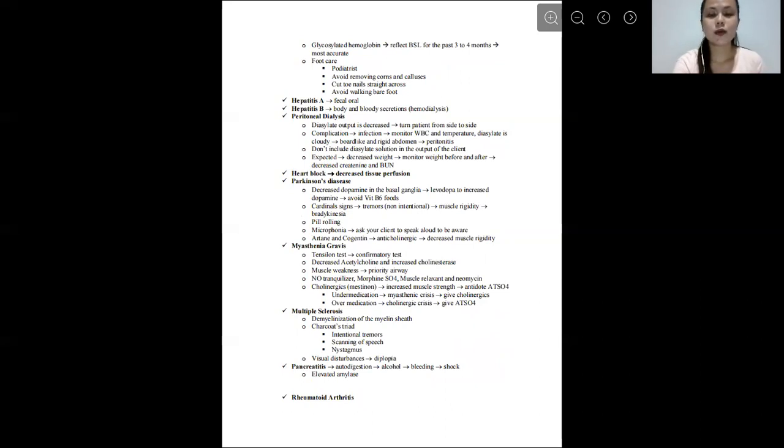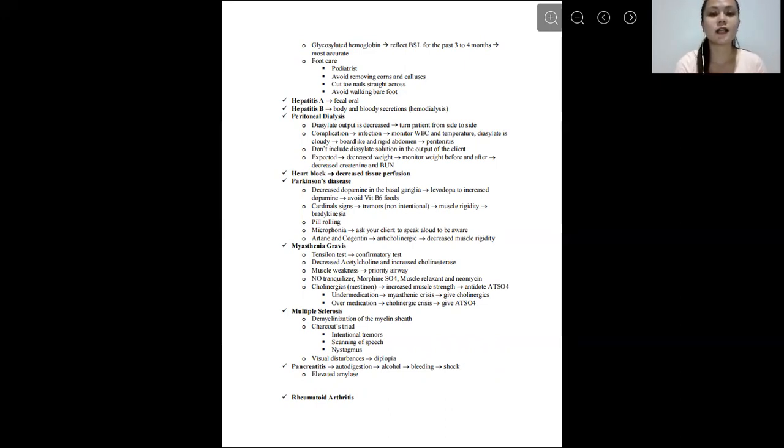So in peritoneal dialysis, the complication is that it is prone to infection. There can be an infection of the abdominal lining that leads to peritonitis. So we need to monitor WBC because a decrease of WBC will make the individual prone to infection. Then monitor body temperature. If there is an increase, or hyperthermia, it would indicate there is a presence of infection.